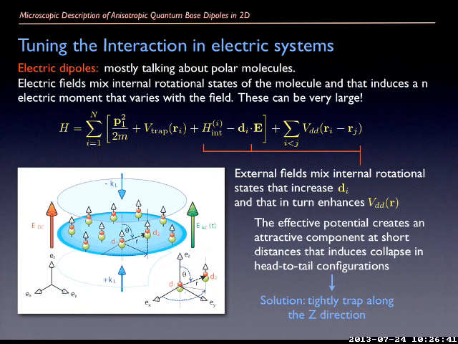Are these just linear molecules? Rubidium cesium molecules are mostly diatomic. I mean, the problems get worse if you have more atoms. Yeah, the problem is already very hard. So, linear, okay.